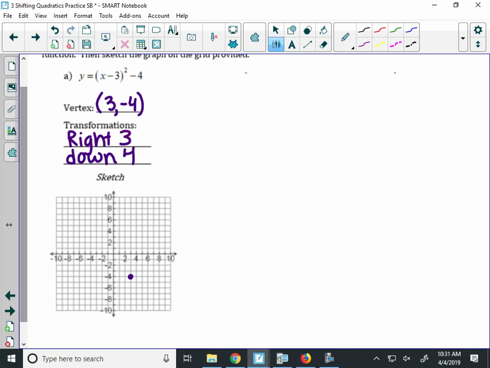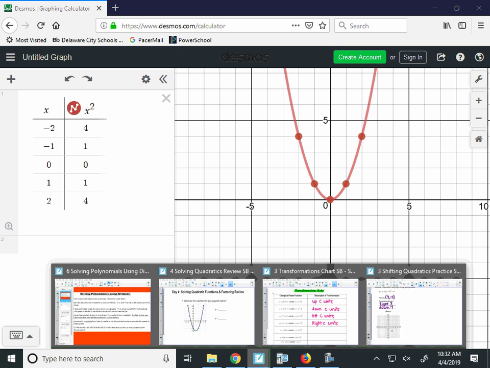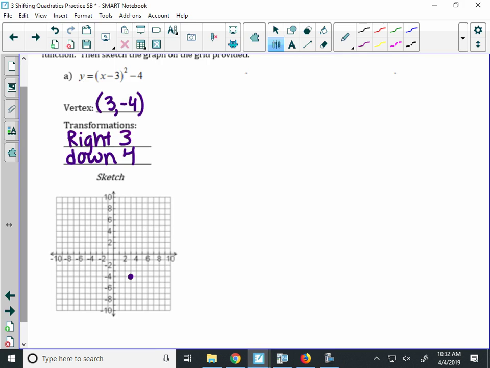Now you need to know the pattern. Remember, the pattern is out 1, up 1, out 2, up 4, out 3, up 9. So whatever you go out, you square that number, and that will give you how many you go up. So from this vertex, I'm going to go right 1, up 1, right 2, up 4, out 3, up 9. And I don't think 16 will fit, so we're good there. So we'll go the other way. Left 1, up 1. Left 2, up 4. Left 3, up 9. And that's the picture of your parabola.